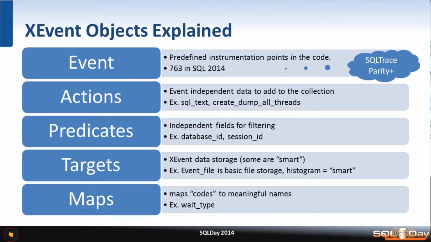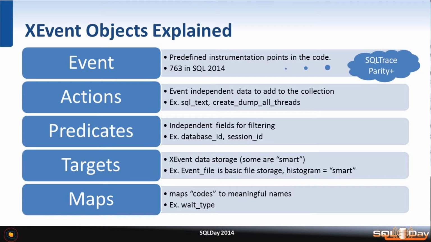And then this is the really cool feature of Xevent, called targets. This is really the data storage for where you store your event data once you collect it. And some of these targets are what I call smart targets. So for example, the basic file storage target is called event file. But if you want to collect data in a way that we automatically store as a histogram, you would use the histogram target. So it's an aggregation that we do for you by default, versus you having to store it in a file and build your own histogram.